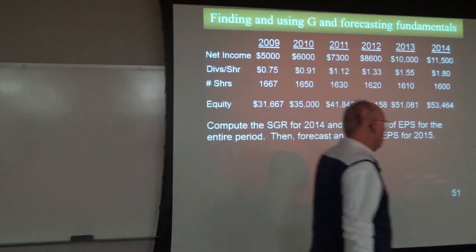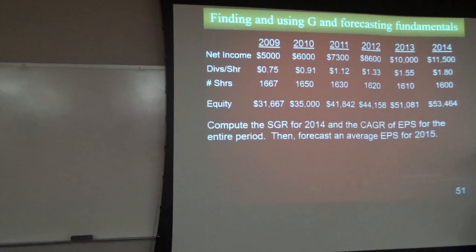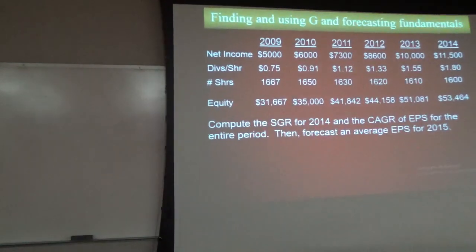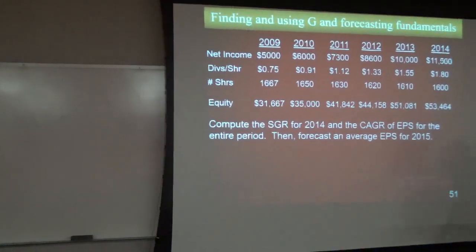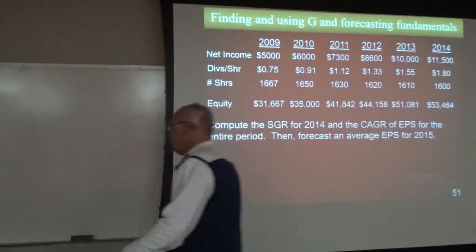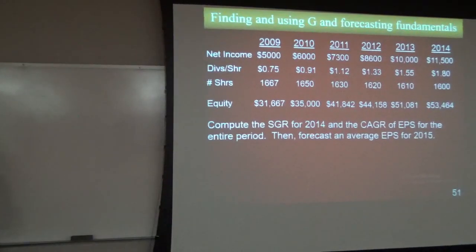Let's go ahead and see if we can get a black marker here. Do we not have a black marker? We do. We have a black marker. So let's do earnings per share.